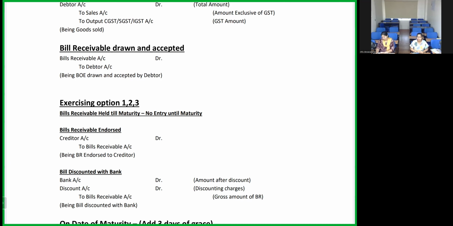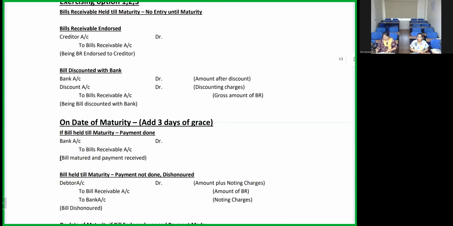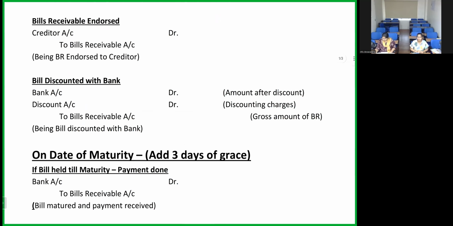Now what will happen in maturity date? Creditor will get the amount from my debtor after the maturity date. Next, what if I'm exercising discounting option? I am giving the bills receivable to the bank. I'm asking the bank to give me some amount. So bank is giving me some amount after deducting some discount. So I'm closing my bills.